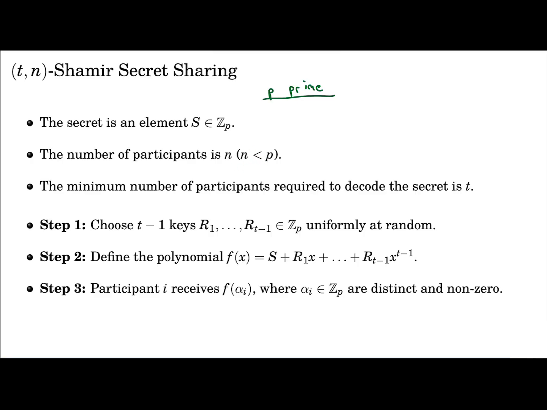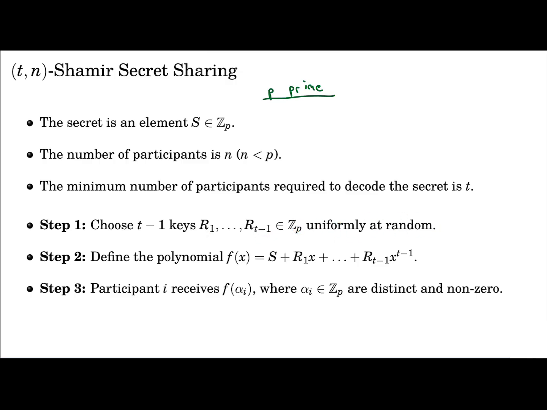And so the construction has 3 steps, and it just follows what we said before. So you choose t-1 keys, right? Because the keys are what we call these random numbers here. So we choose t-1 keys r_1 to r_{t-1} uniformly at random from Z_p.